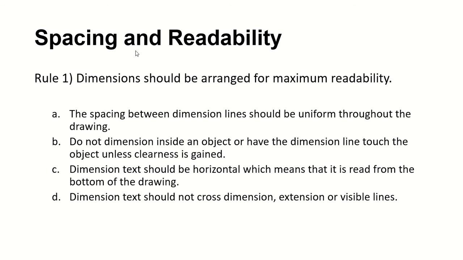So in order to satisfy that, your dimensions have to be arranged for maximum readability. Okay, meaning when you look at your dimensions, people should be able to read them clearly. So in order for that to happen, this is what we're going to do in our drawing. The spacing between dimension lines should be uniform throughout the drawing. Okay, so make sure, because when you read it from the bottom of the drawing, you can't read that text. So it's got to be horizontal.